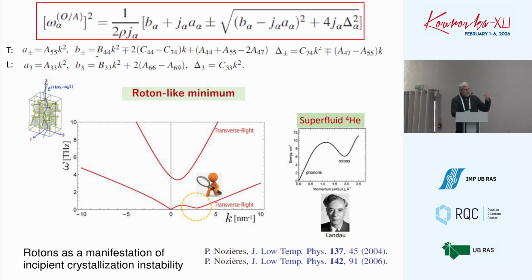In our micropolar theory, a similar theorem can be proved, and it can be shown that when the roton minimum touches the zero point, the energy functional loses positiveness, and the crystal becomes unstable.